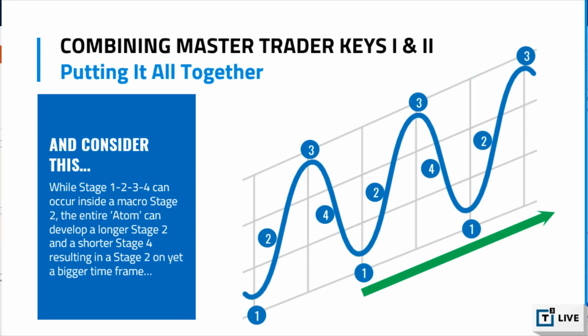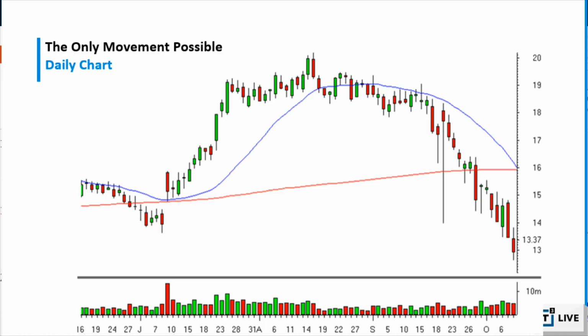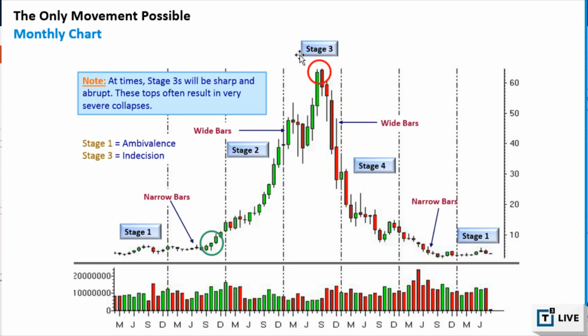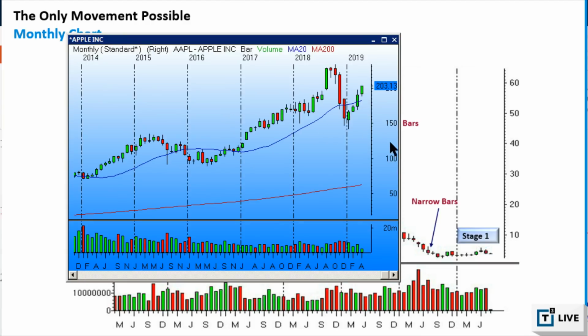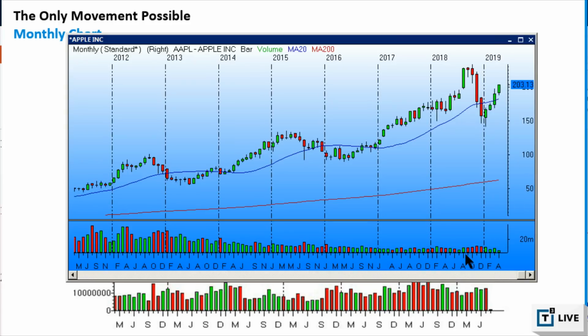And consider this, while stages 1, 2, 3, and 4 can occur inside a macro stage 2, the entire atom can develop a longer stage 2 and a shorter stage 4, resulting in a stage 2 on yet a bigger time frame. And that's why some stocks, if I tell you this is the only complete movement possible, you might say, well, come on, Sami, that's not true. Look up Apple, it always goes higher eventually, right?